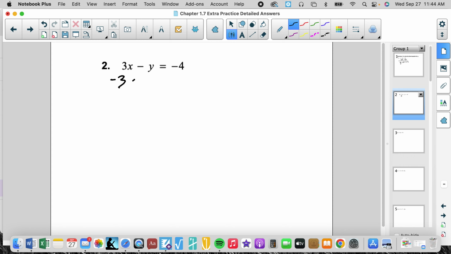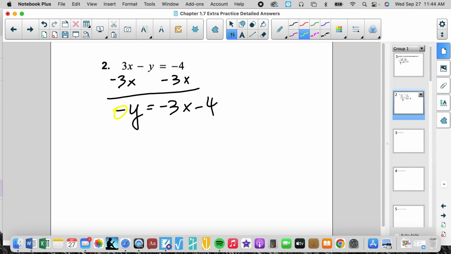We're going to subtract 3x. Don't forget that negative for both of them, or all of them. And now we haven't isolated for y. We have negative y here. We haven't solved for y. We want positive y. So what's that negative sign doing to this y? It technically is negative 1y, and that is multiplying.